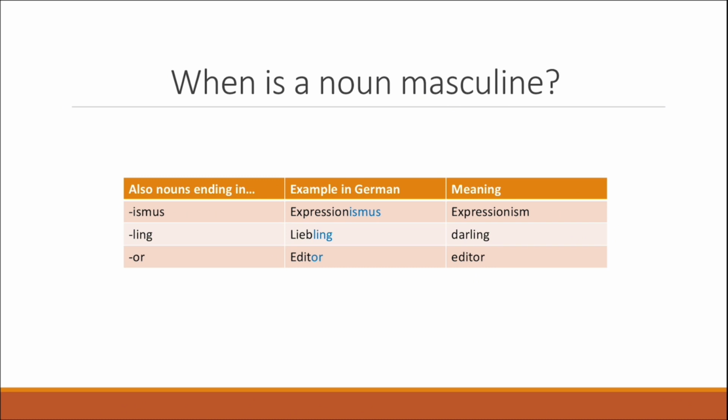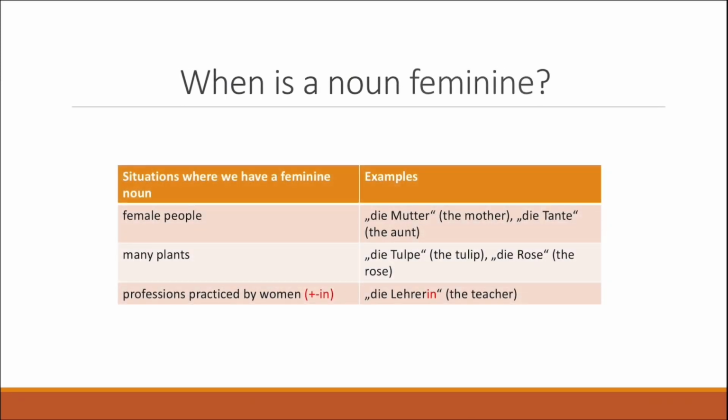And if we have nouns ending in ismus, ling, or or, such as Expressionismus, Liebling, or Editor, then we know that the noun is going to be masculine, so that might be useful as well. Now, when is the noun feminine?